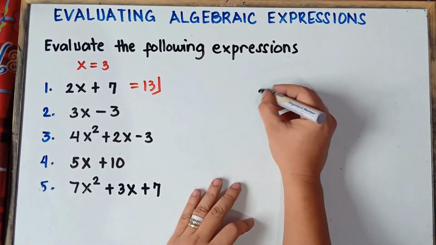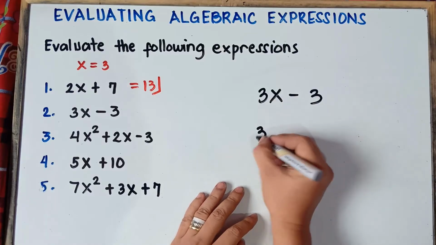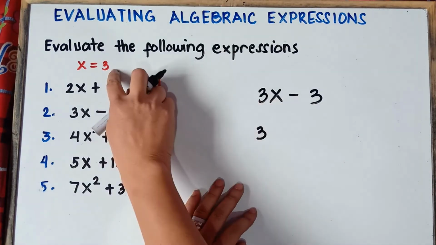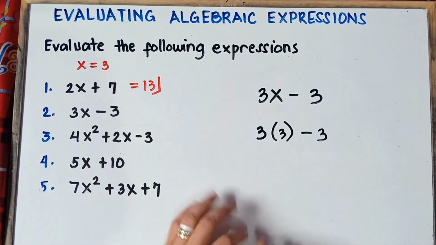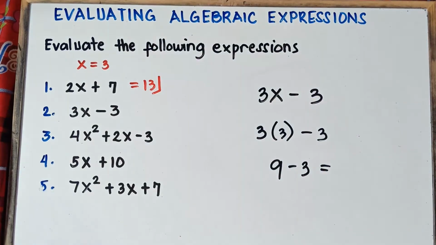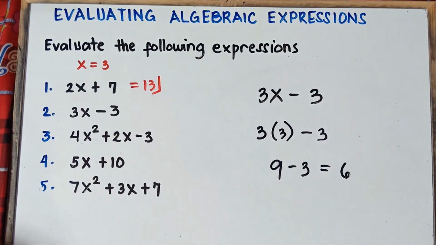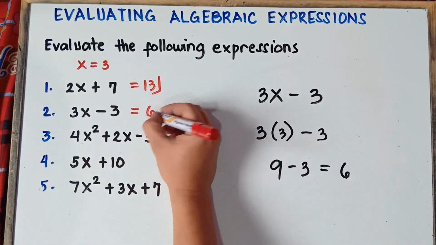Alright, so let's have example number 2. Number 2, we are given 3x minus 3. So once again, simply copy 3, then the value of x, which is positive 3. So this will be 3 times 3 minus 3. So 3 times 3, that is 9 minus 3. So 9 minus 3, class. What's the answer, class? That's correct. That would be 6. So therefore, the answer with regards to example number 2 would be positive 6. Easy, right?